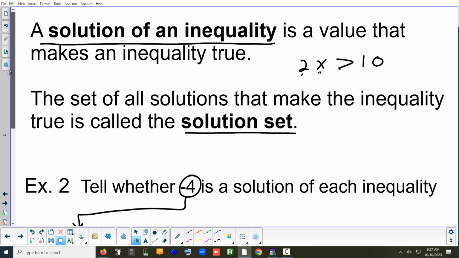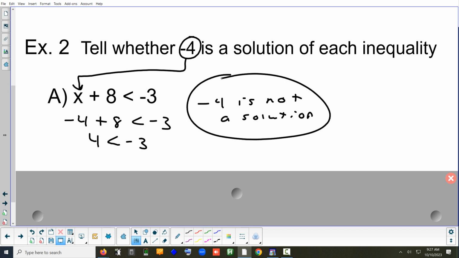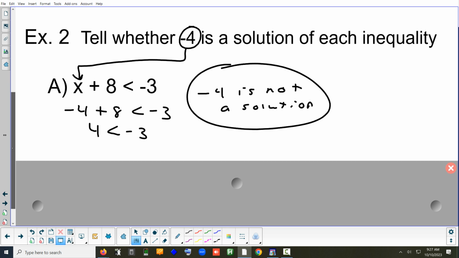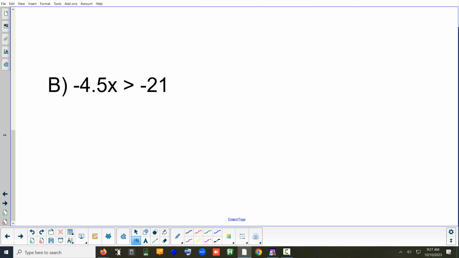Now you have to figure out, is that true? Is 4 less than -3? No, it is not. So now we can answer the question. Is -4 a solution? No. So we would just write -4 is not a solution. Because when you plugged it in, it doesn't work. You don't get a true statement. All right, let's try -4 in this one.